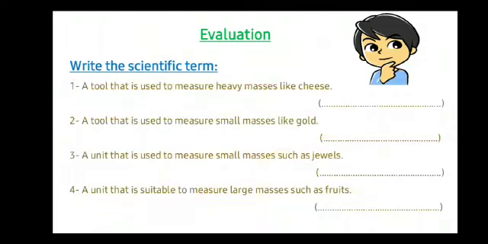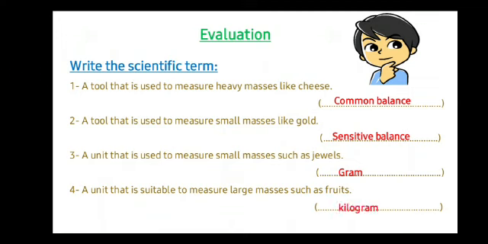This is an evaluation about mass. Pay attention when you are asked about a tool or a unit, length or mass. Number one, a tool that's used to measure heavy masses like cheese, so it's the common balance. Number two, a tool that's used to measure small masses like gold, so it's the sensitive balance. Number three, a unit that's used to measure small masses like jewels, so it will be gram. Number four, a unit that's suitable to measure large masses such as fruits, so it will be kilogram.